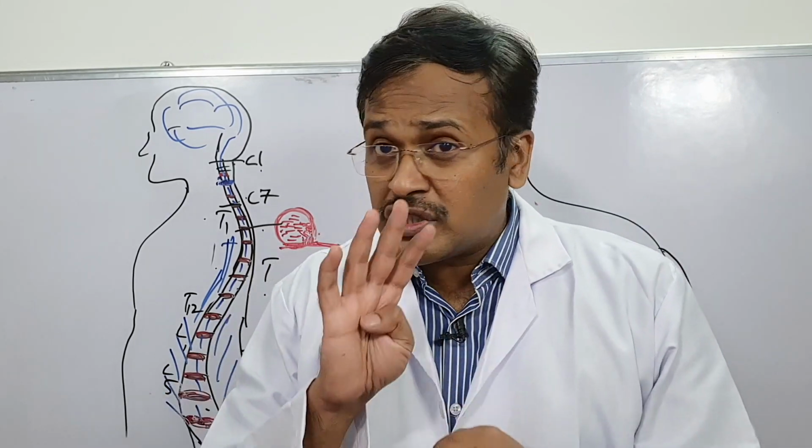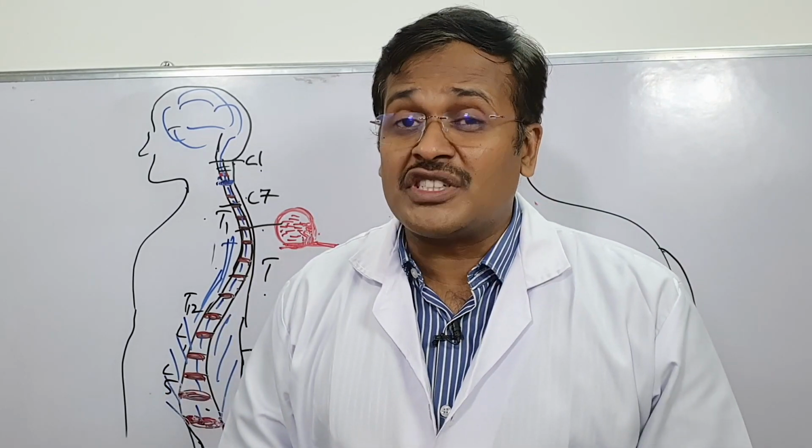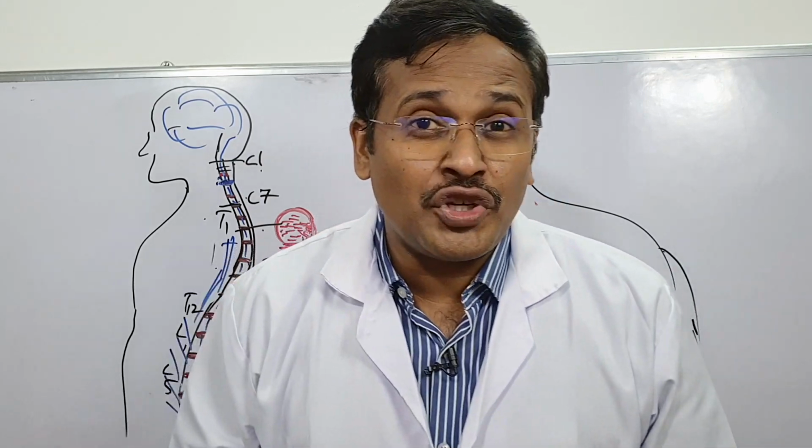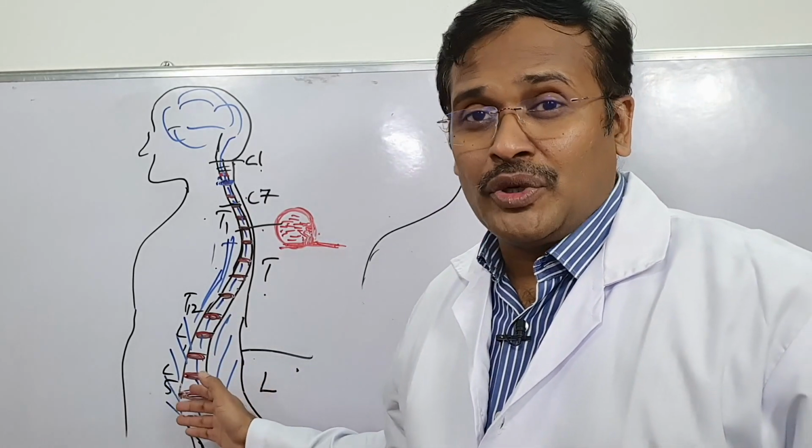There are 4 rules. So always we have to follow these 4 rules, the proper method of sitting to prevent back pain. So what is the first rule? Always choose a chair which has lumbar back support.